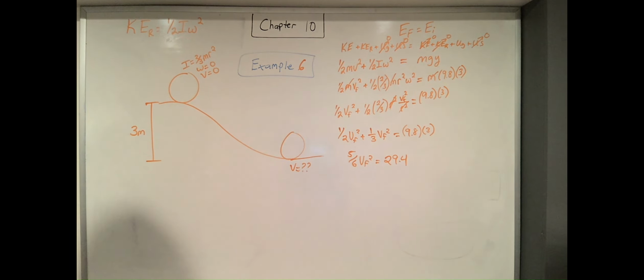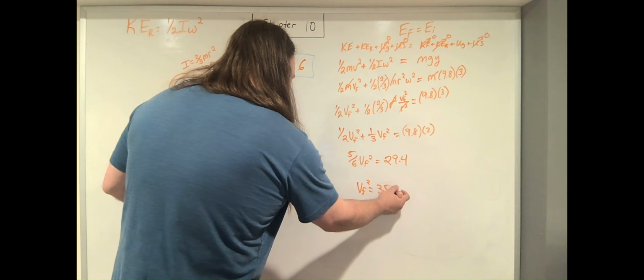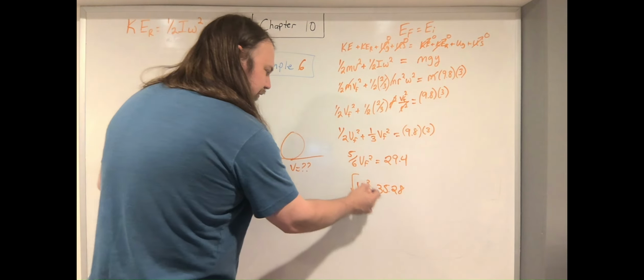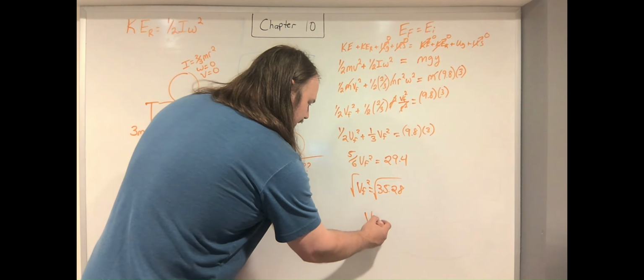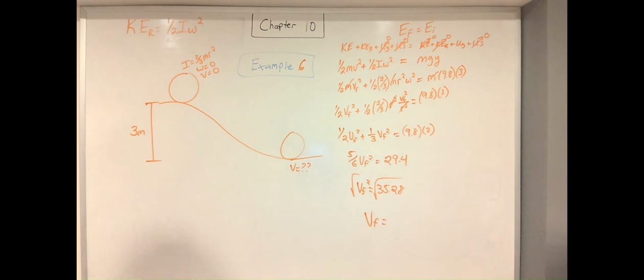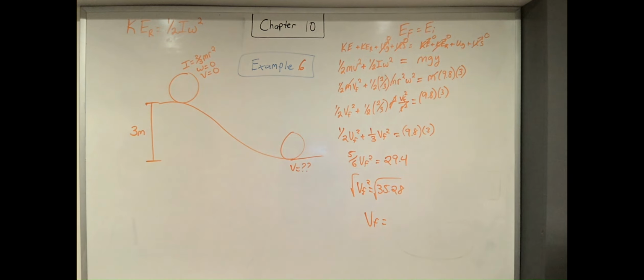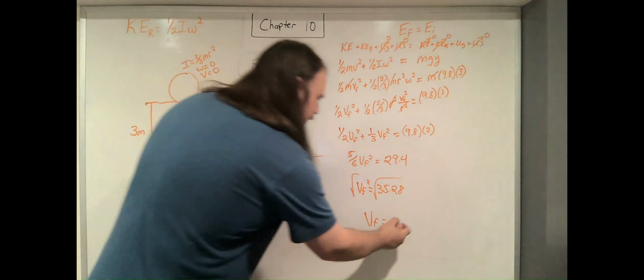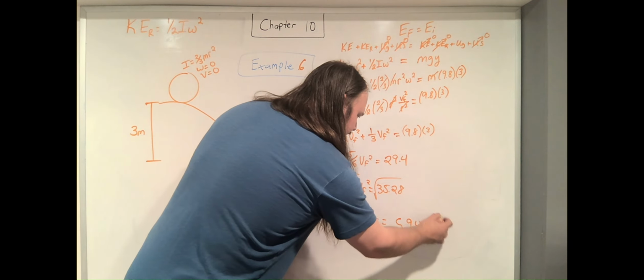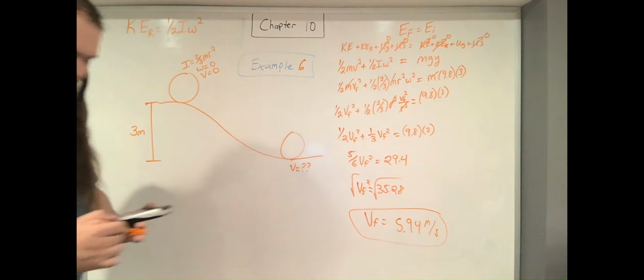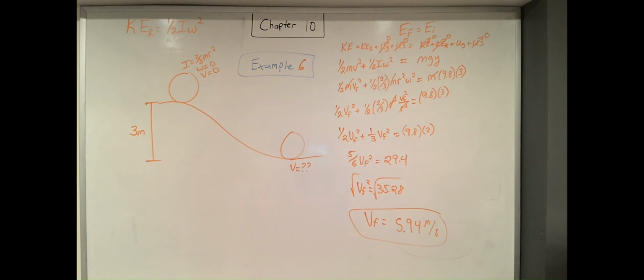And that will give me v squared equaling 35.28. And now there's only one thing left to do, and that is to take a square root. And that will give me a final velocity of what I'm looking for, which is 5.94. And since it's a normal velocity, it will be in meters per second. And that is my final velocity for the ball at the bottom of the hill.